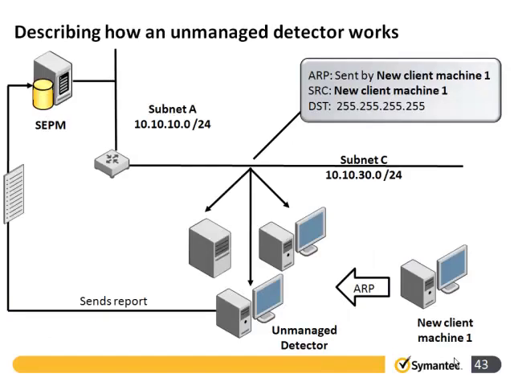So let's now describe how the unmanaged detector works. We have a new client appearing in the bottom right-hand corner, new client name, and that ARP traffic is being picked up by the unmanaged detector that's sitting within that subnet. And it sends the report about this particular new client up to the SEPM. And then the SEPM will then be able to run a report indicating to the administrators that they have a new client online that doesn't have a SEP client installed.